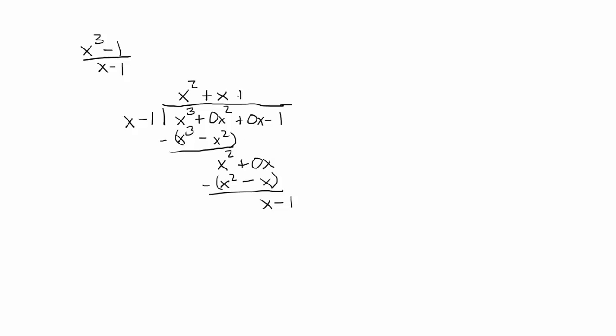And positive 1 times x gives me x. And 1 times negative 1 is negative 1. We're going to subtract that, and that gives us 0. So here our quotient is x squared plus x plus 1, and our remainder is 0. So we could say that x cubed minus 1 divided by x minus 1 is equal to x squared plus x plus 1.